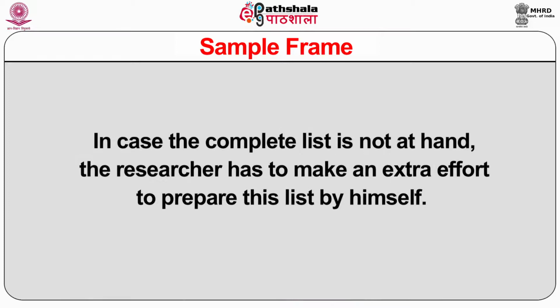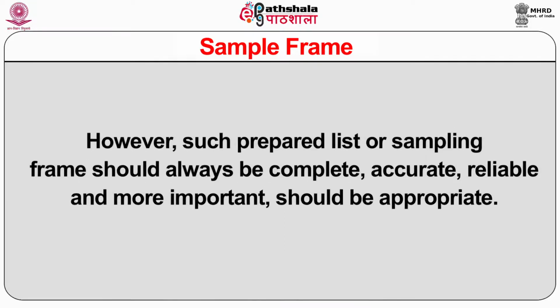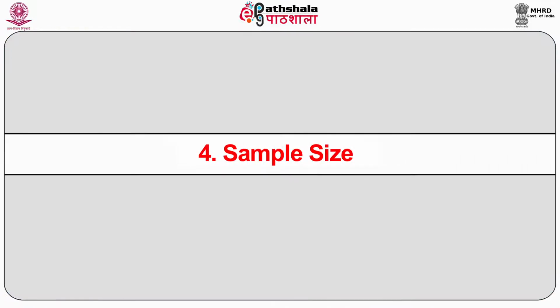In case the complete list is not at hand, the researcher has to make an extra effort to prepare this list by himself. However, such a prepared list or sampling frame should always be complete, accurate, reliable, and more important, should be appropriate. It is very important that the source list presents a true picture of the whole of the population to the extent possible.